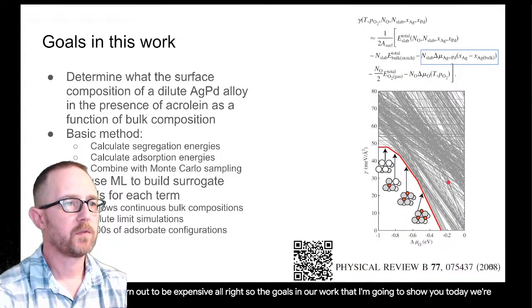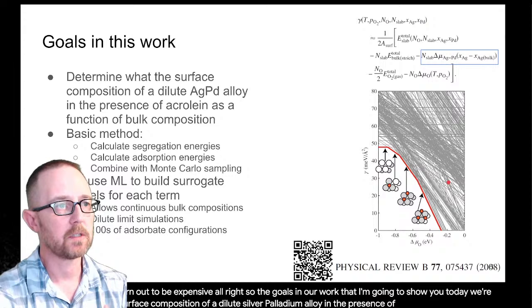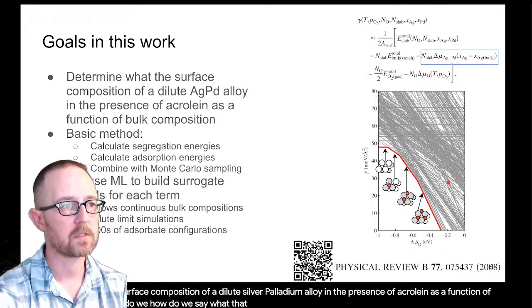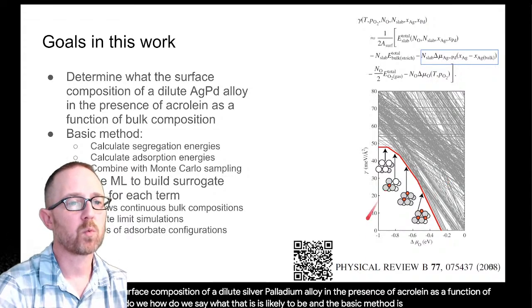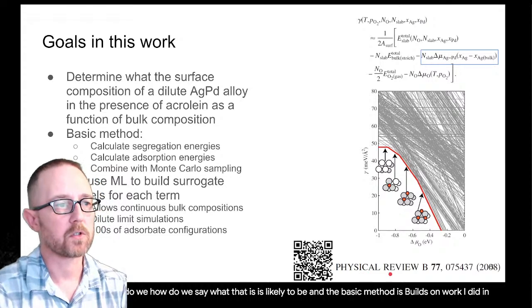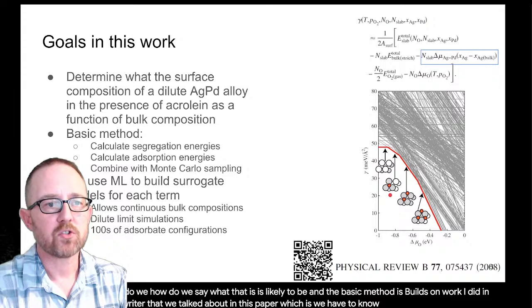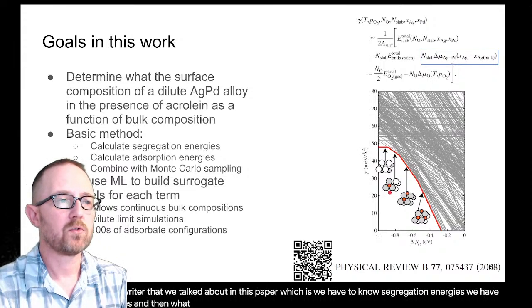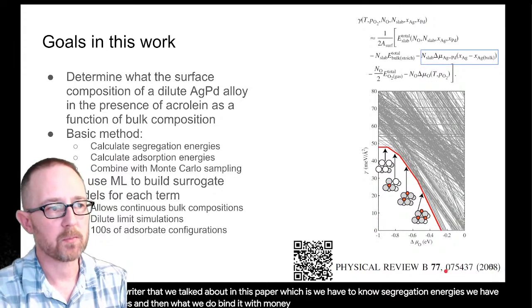All right, so the goals in our work that I'm going to show you today were to really figure out what surface composition of a dilute silver palladium alloy in the presence of acrolein as a function of bulk composition. So how do we say what that is likely to be? And the basic method builds on work I did in my postdoc with Carsten Reuter that we talked about in this paper, which is we have to know segregation energies, we have to know adsorption energies, and then what we do since this 2008 work is that we combine it with Monte Carlo sampling.